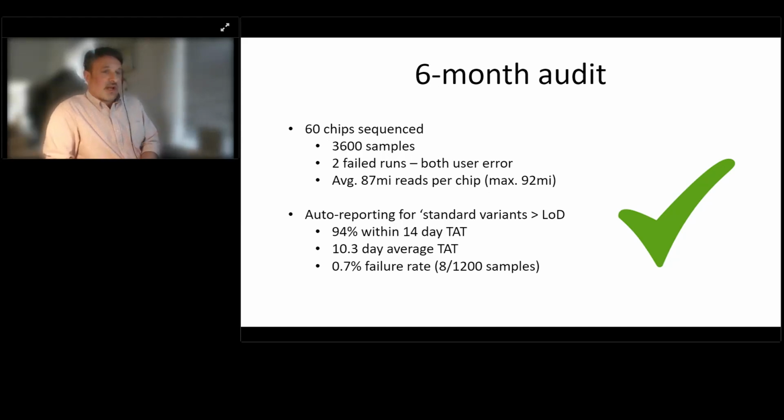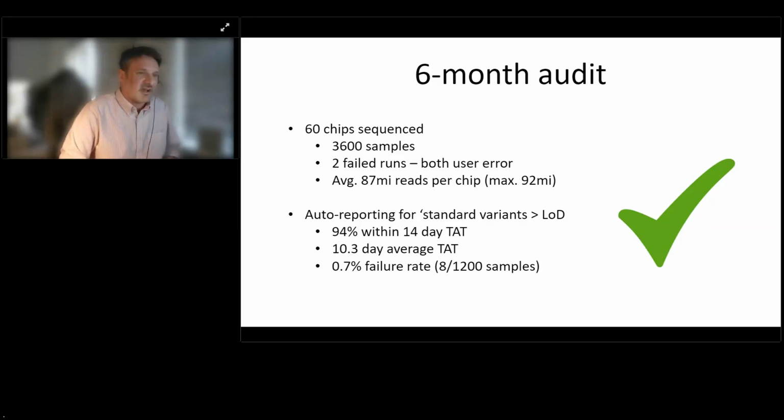So we're at 6 months now. We've done 60 separate chips. We have had 2 chips fail, but both of those were user error. We've introduced a new step in the process to check that all of the caps have been removed from the reagents. Obviously, the robots don't like it if there's a cap still on the tube, but the only runs that have failed have been due to user error on our part.